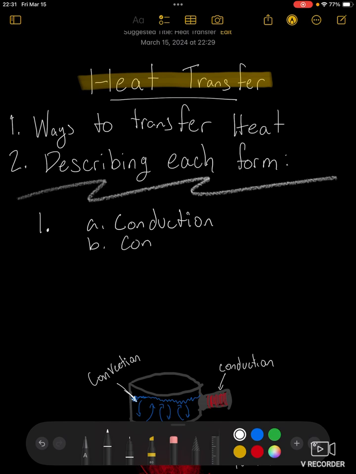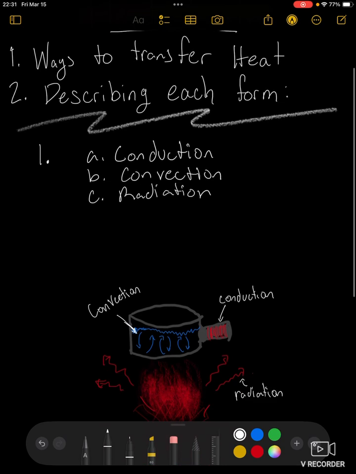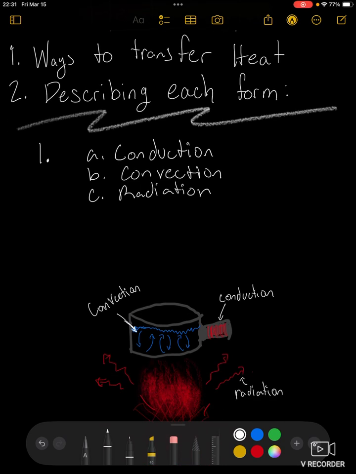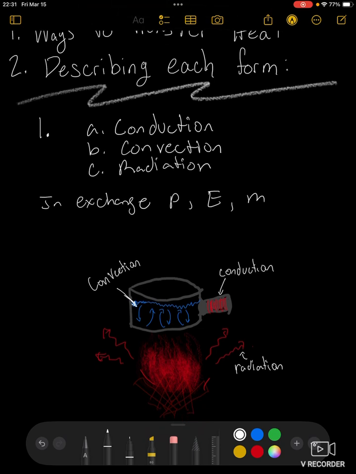Two, convection. And then three, radiation. What are the main ways? Well, this is an exchange of things like momentum P, energy E, and mass M. And of course, heat, as we talked about before, is measured in terms of joules or energy.